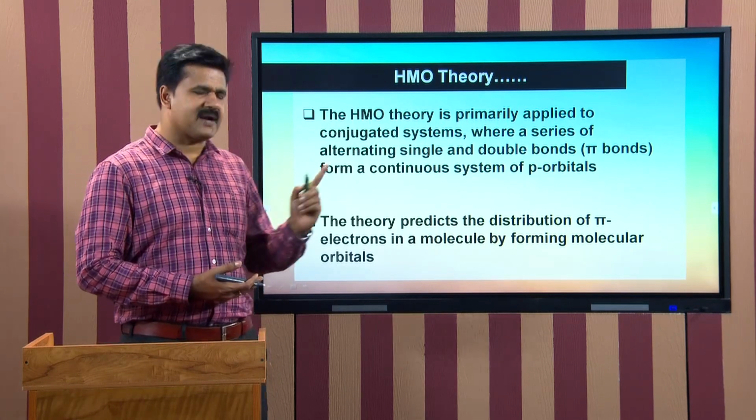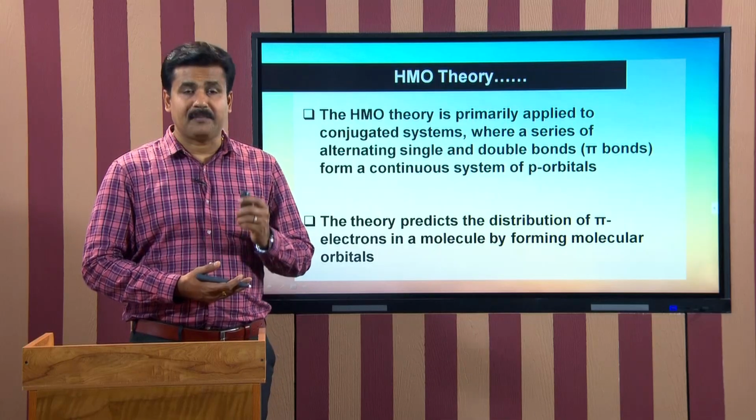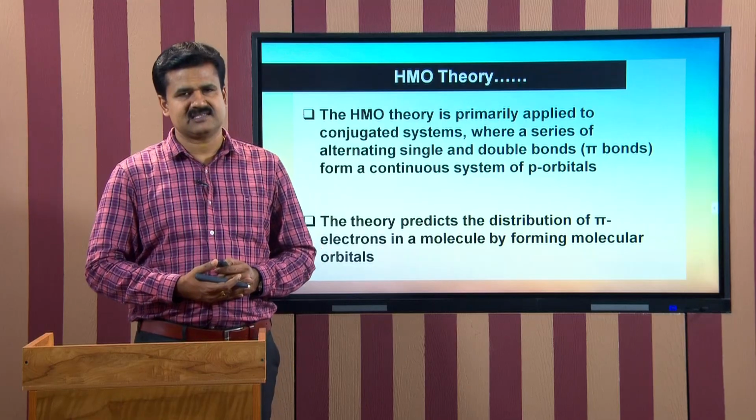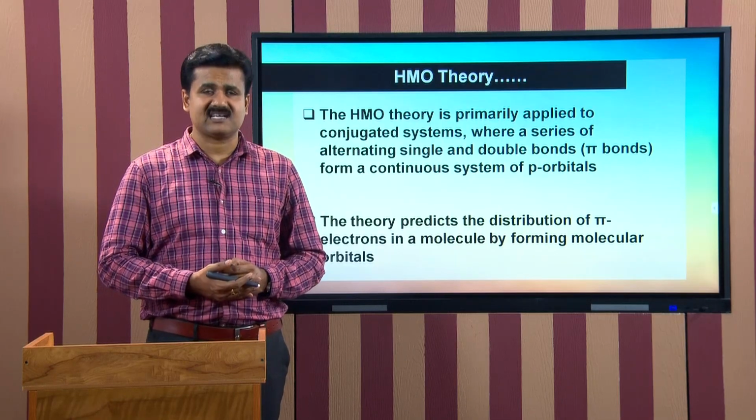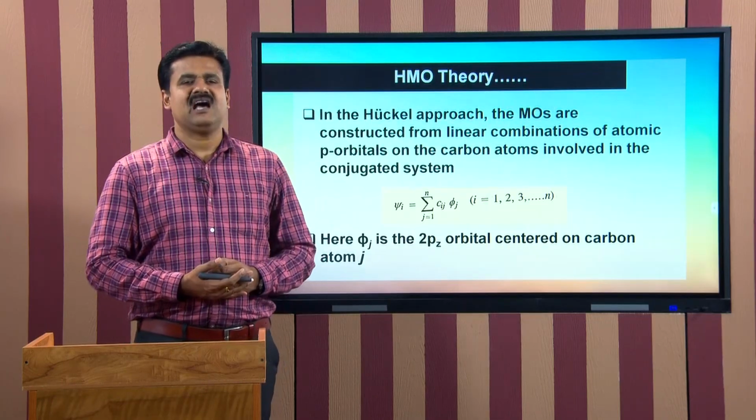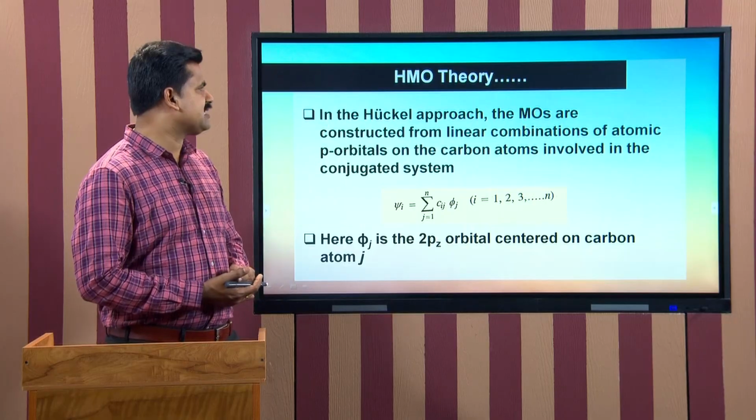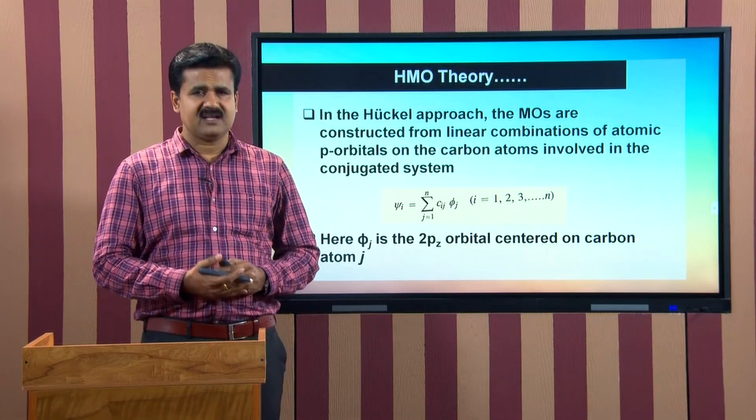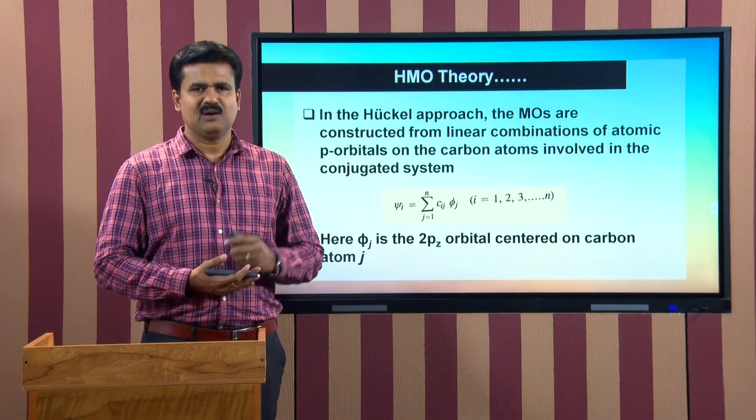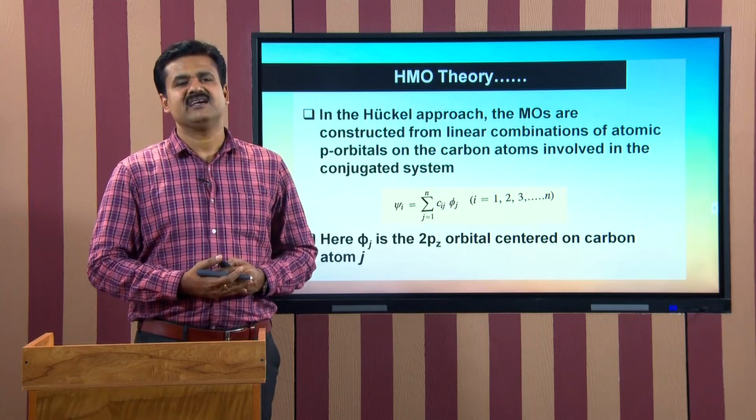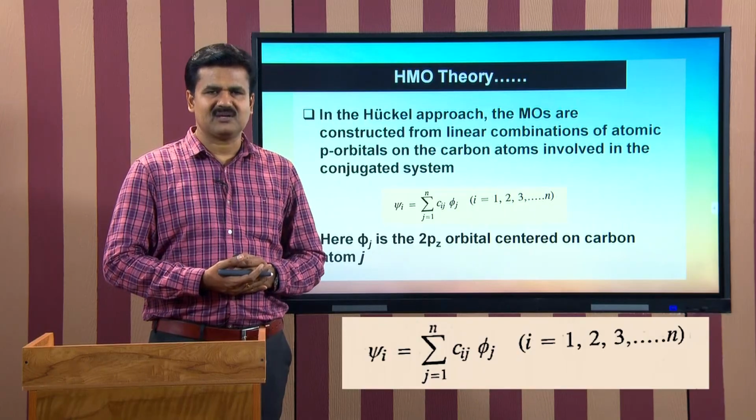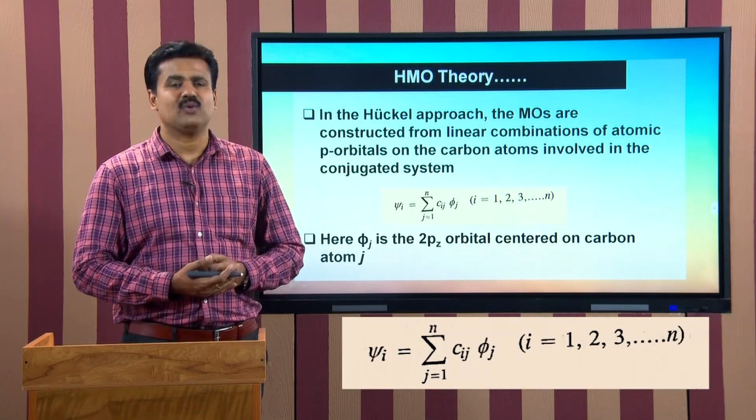This theory predicts the distribution of pi electrons in a molecule by forming molecular orbitals. And such molecular orbitals are termed as Huckel molecular orbitals. In the Huckel approach, the molecular orbitals are constructed from linear combination of atomic p orbital wave functions on carbon atoms which are involved in the conjugated system. And this is the expression for making Huckel molecular orbital.